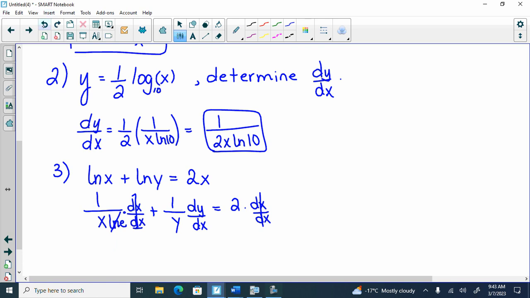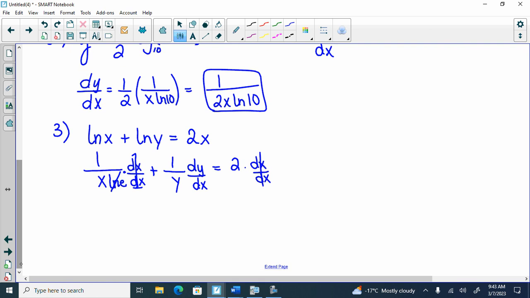Why is there not a 1, like the 1 next to the y? Oh, there would be. It just goes away, but there would be one there. Absolutely. So, we get 1 over x plus 1 over y, dy over dx, equals 2.